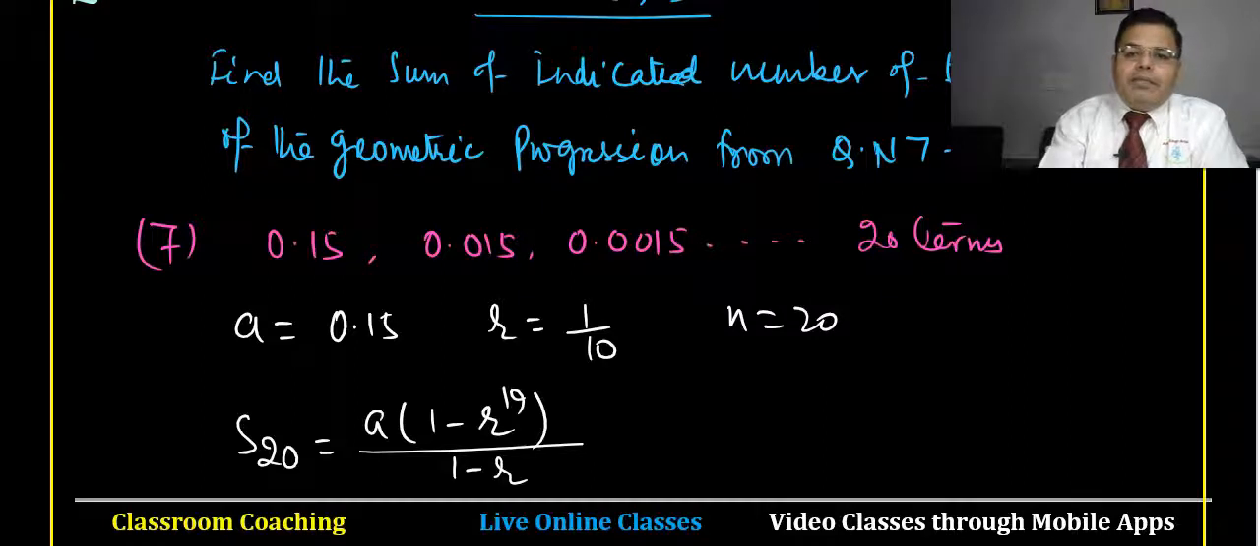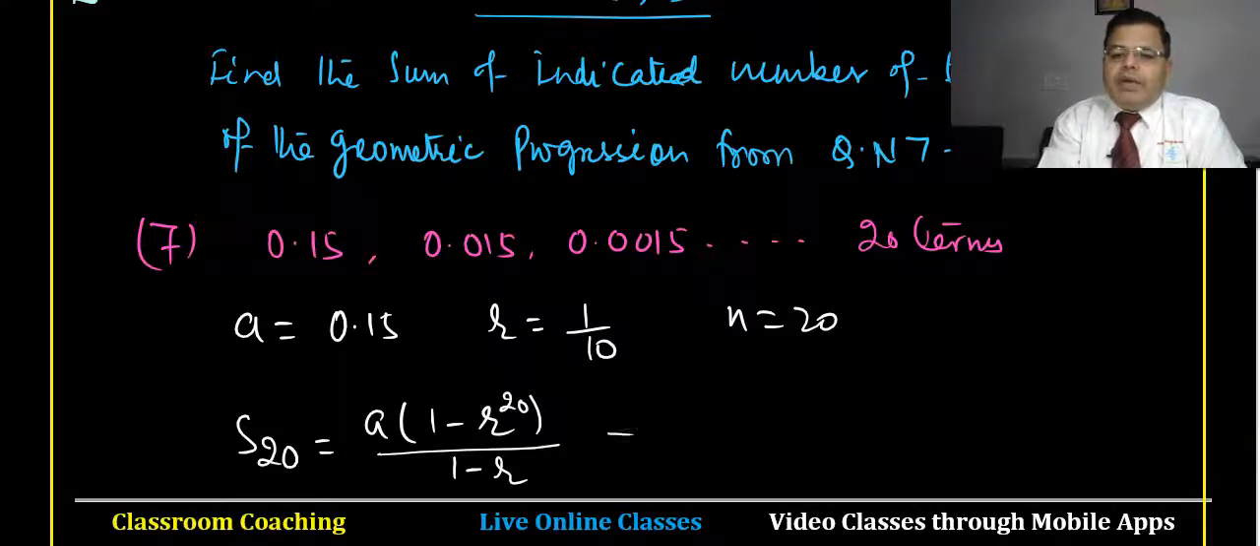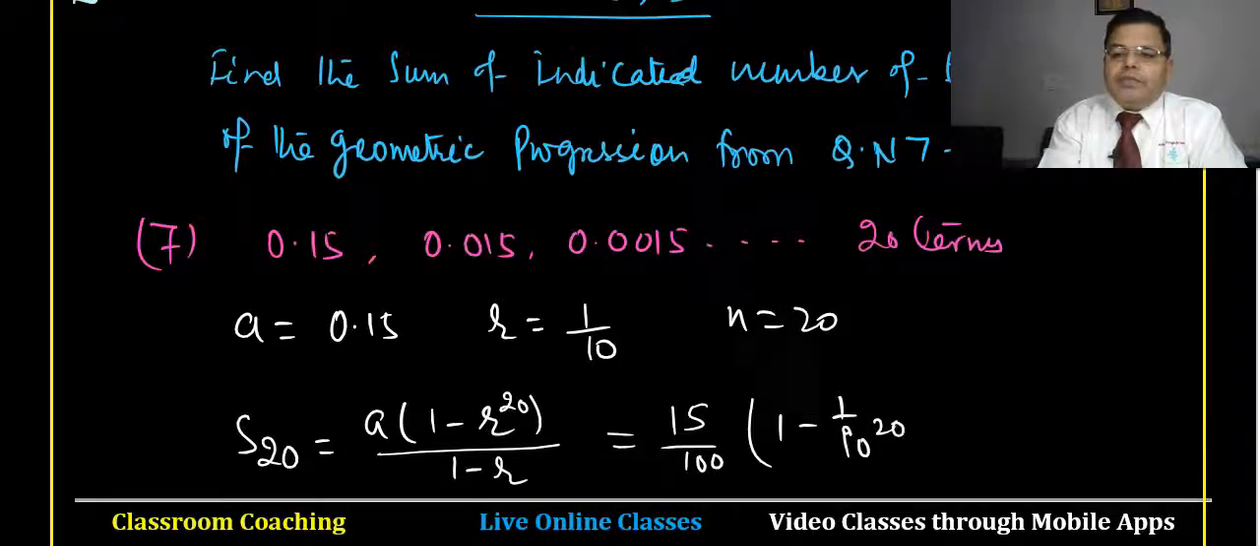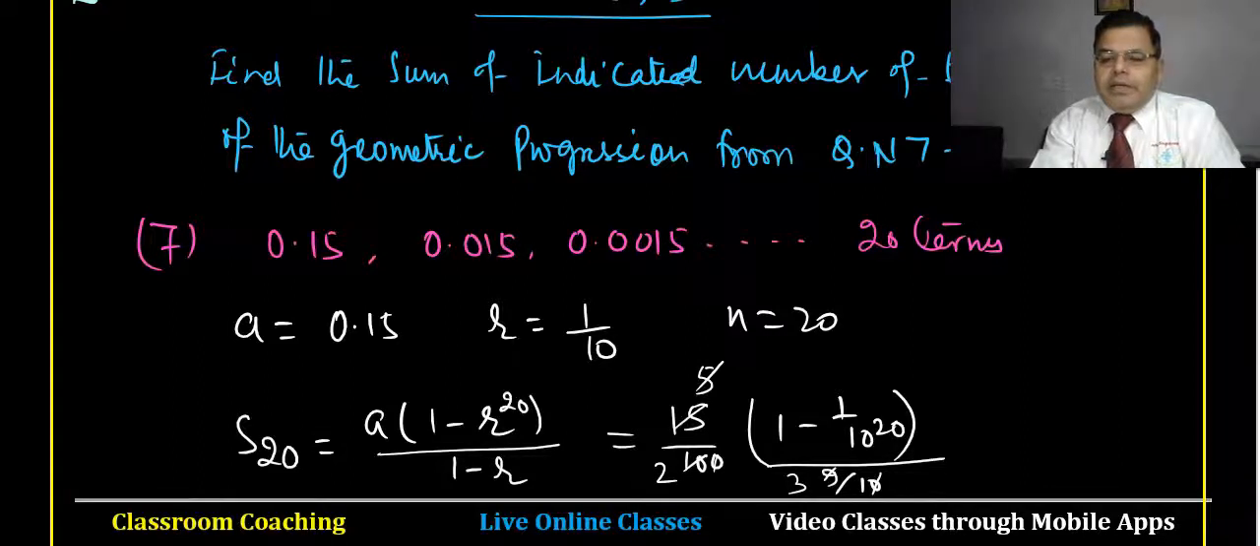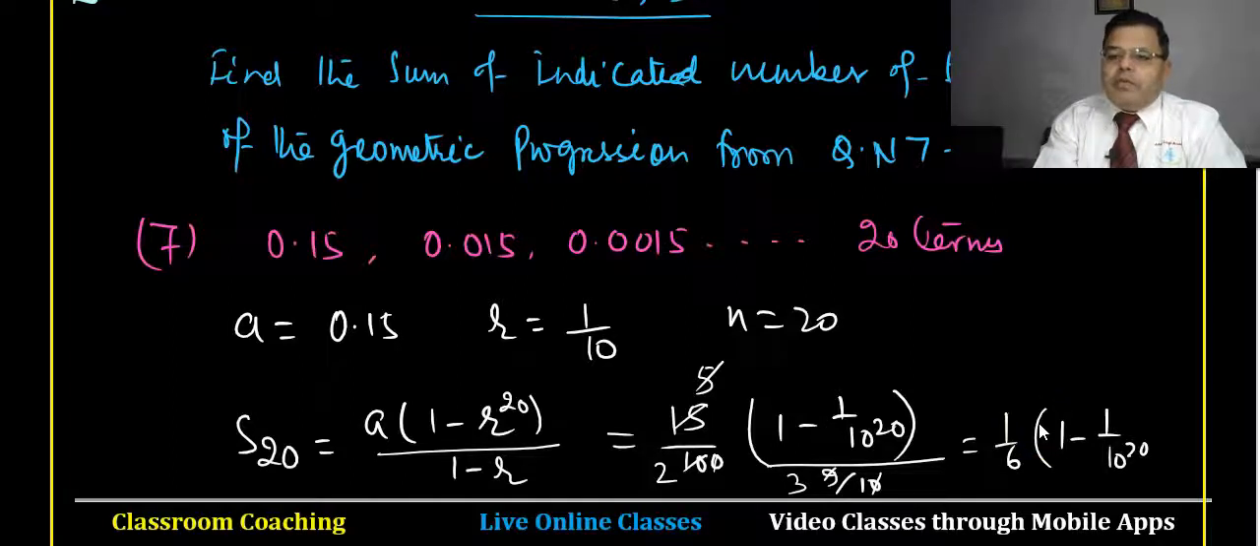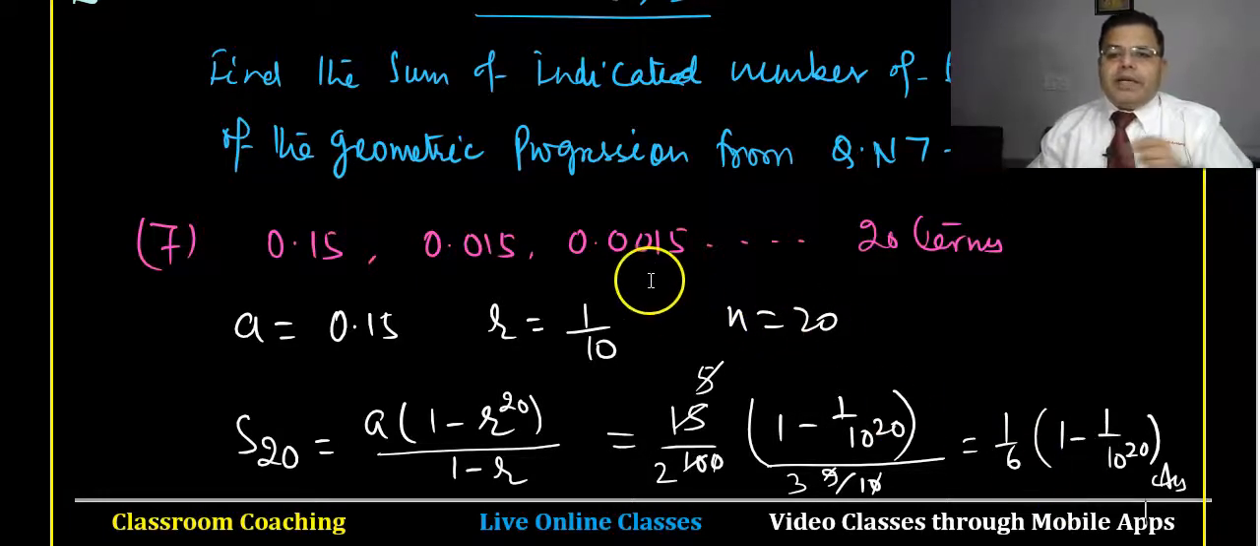S20 will be obtained as R is less than 1, so we can use A into 1 minus R to the power 20 upon 1 minus R. What is A? This is 15 by 100 into 1 minus 1 by 10 to the power 20, divided by 1 minus 1 by 10, that is 9 by 10. This 10 will cancel this 10, and 9 can cancel this 15 three times, and 5 can cancel 100 twenty times... so 3 will come in the numerator, into 1 minus 1 by 10 to the power 20. We can write that here as the answer. No need to calculate it exactly. I hope you got it.